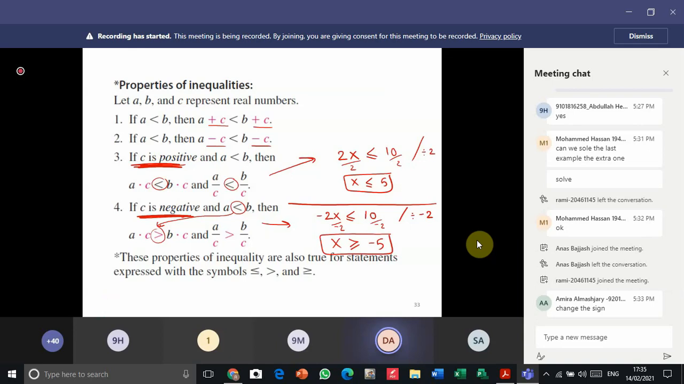But in addition and subtraction, for example, 2x plus 1 less than 5, we can put the 1 on the other side. So we have 2x less than 4, because we have 5 minus 1, then divide by 2. So we have x less than 2. Divide by 2 is positive.